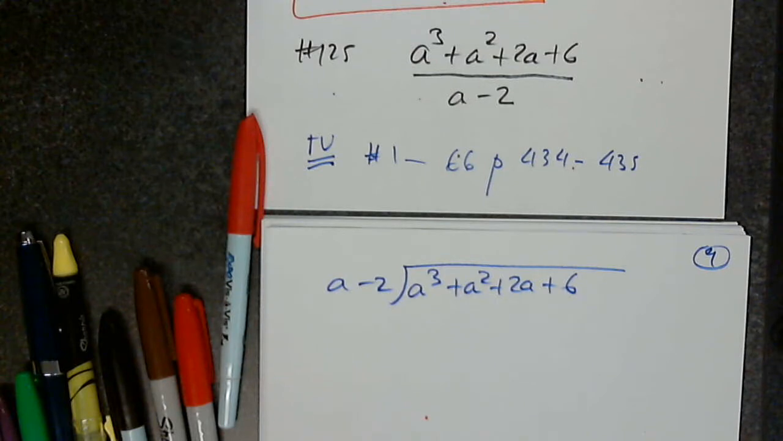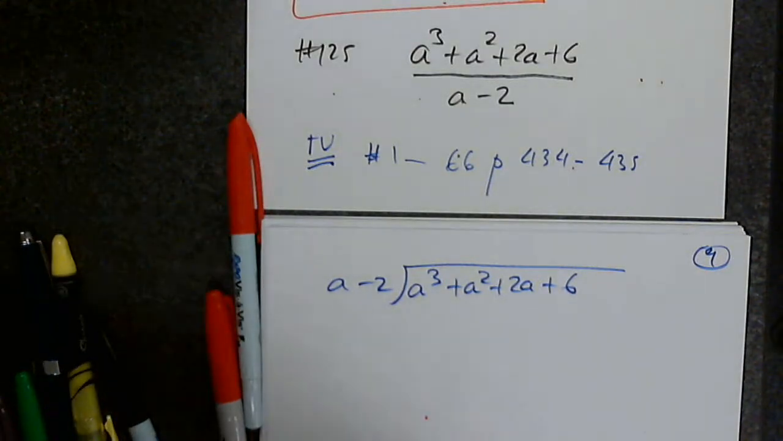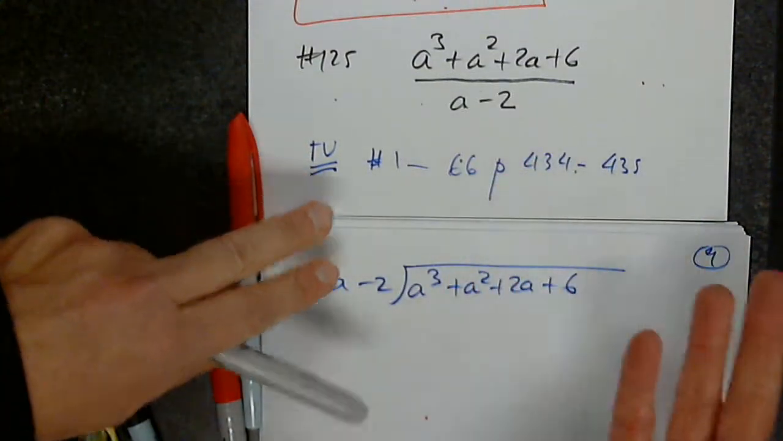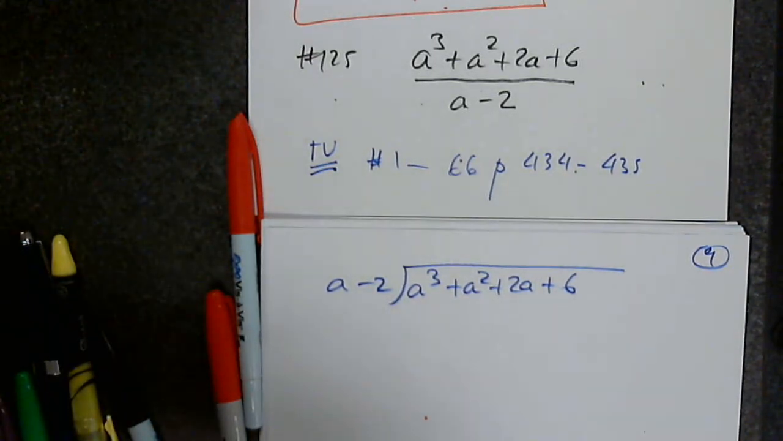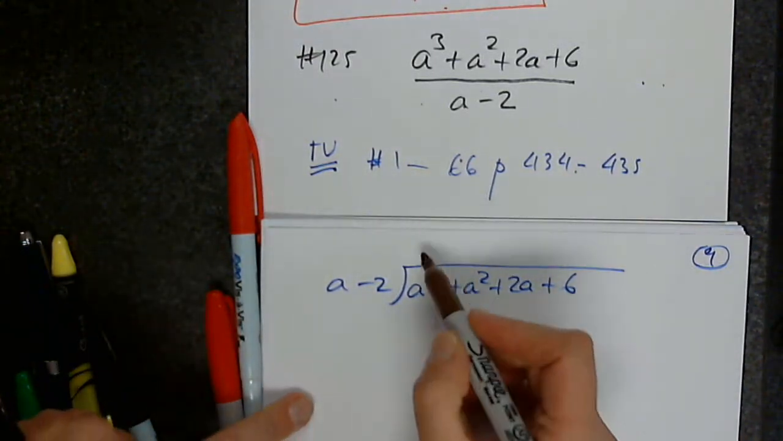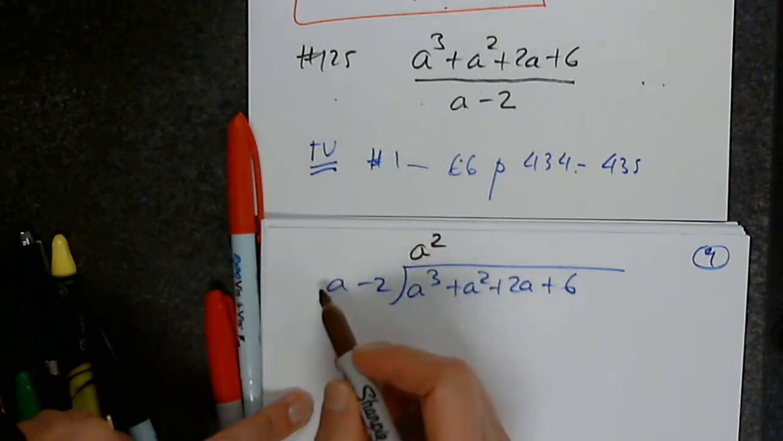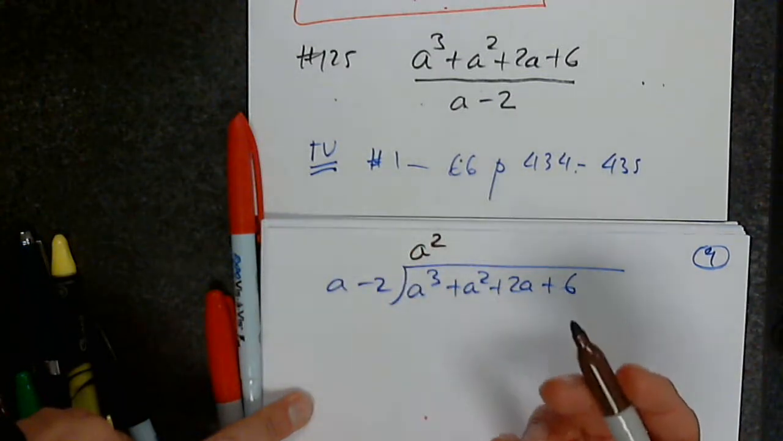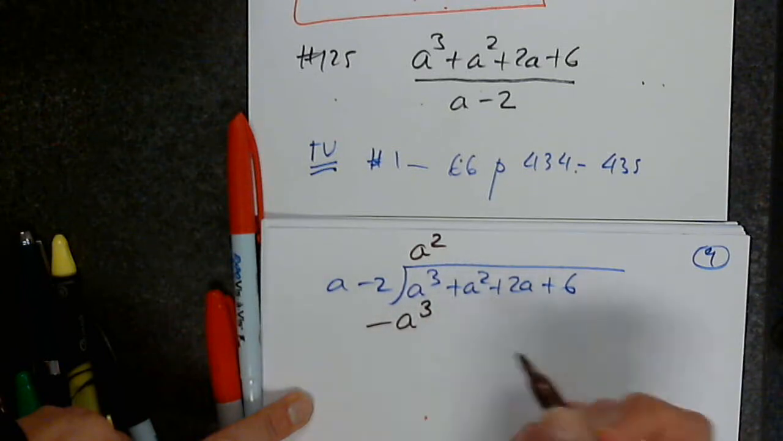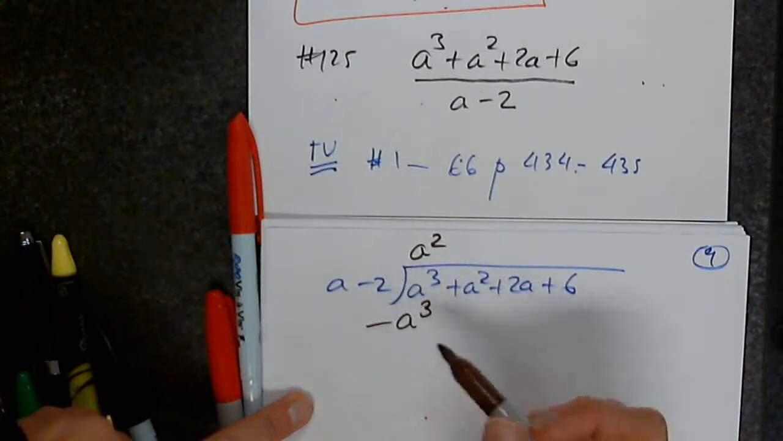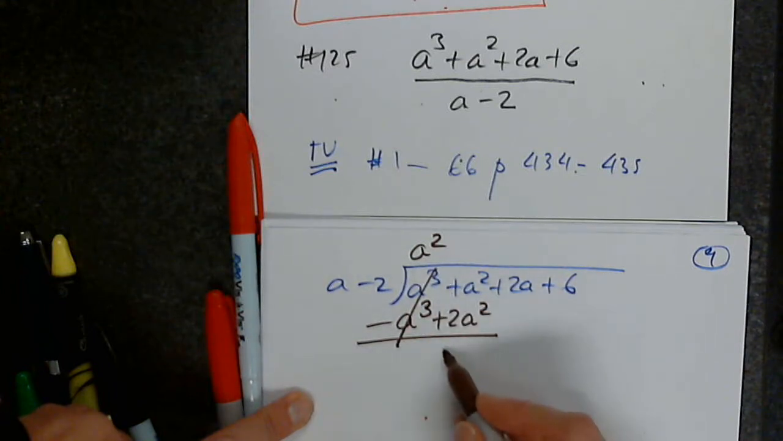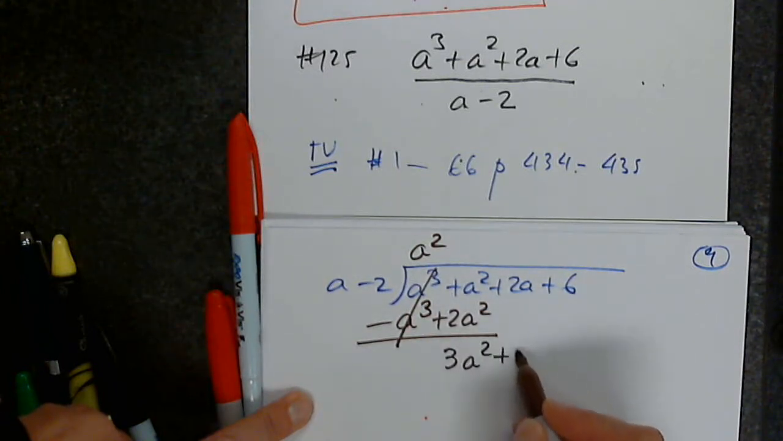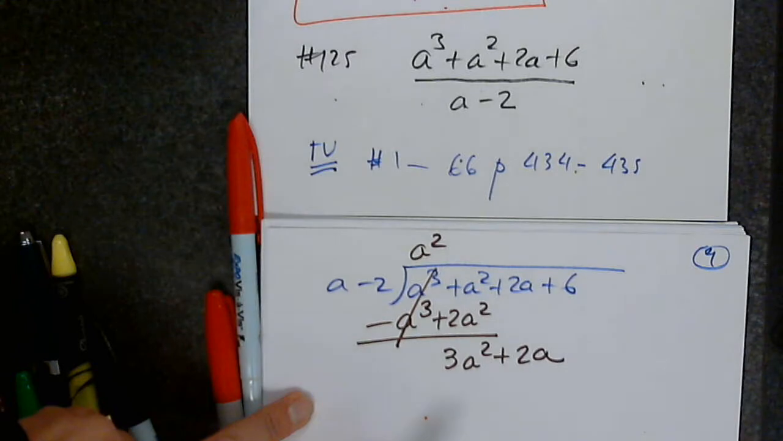Okay, ready? Good. A times what is a cubed? Of course, they are both in descending order and nothing is missing, correct? Correct. A times y times what is a cubed? A squared. Good. We go back with a squared times a. It's a to the third, but I subtract. Now it's negative 2a squared, but I have to change the sign. So this is 3a squared plus 2a.